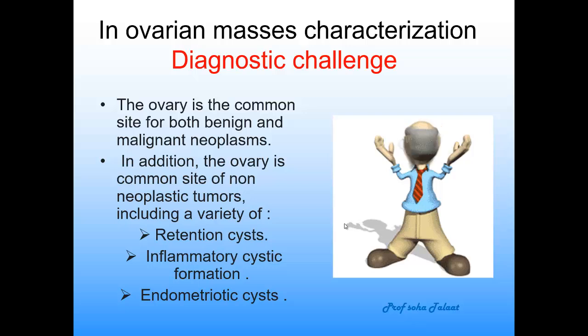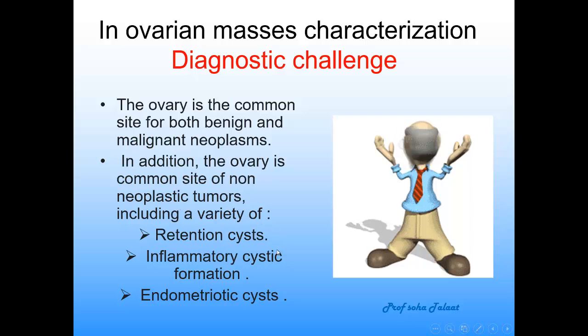Then we came to the ovarian masses. Characterization of ovarian masses is a diagnostic challenge. Why? Because the ovary is the common site for both benign and malignant neoplastic lesions. In addition, the ovary is a common site of non-neoplastic lesions, like retention cysts we always see every day, inflammatory cystic formation, and endometriotic cysts.